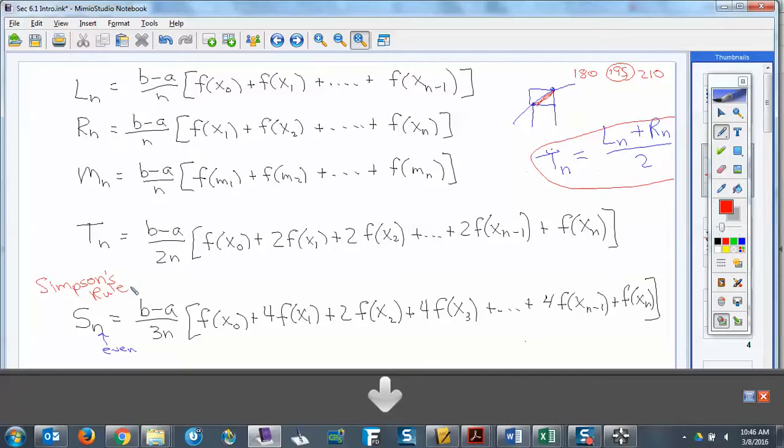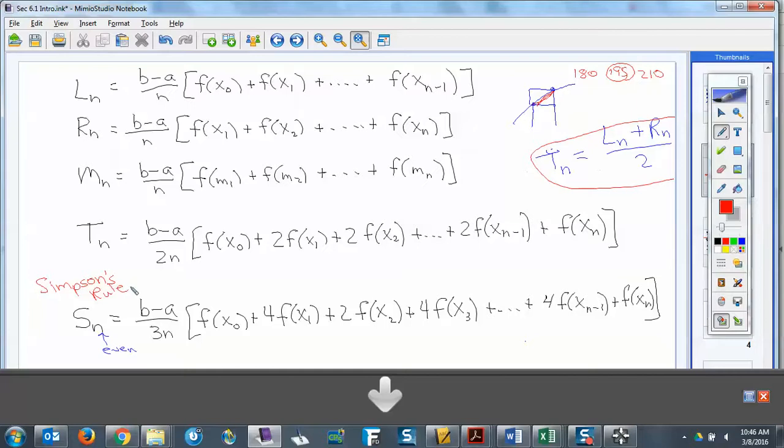So it turns out left and rights are kind of like partners. They're kind of equally bad. Midpoints and trapezoids are kind of like partners. They're both kind of equally bad, but they're not as bad as these. They're better approximations. If you're going to do 10 subdivisions, left and right aren't going to be very close. Midpoint and trapezoid will be better. Well, it turns out Simpson's is even better yet than any of them. More accurate.